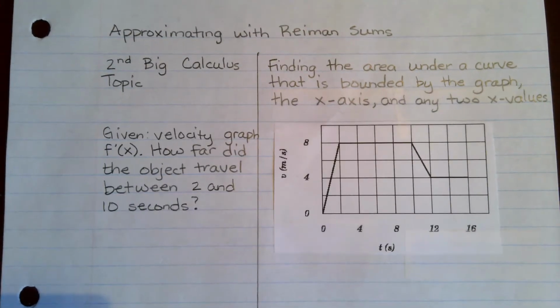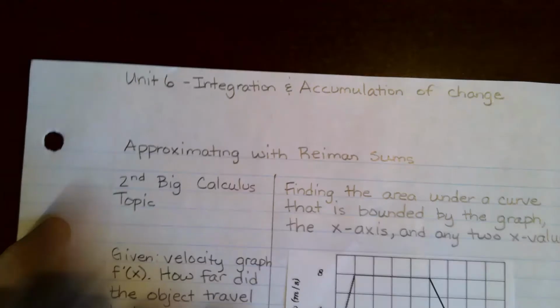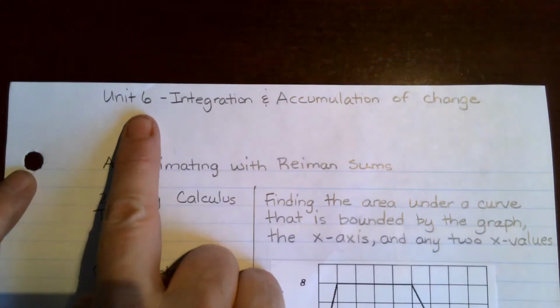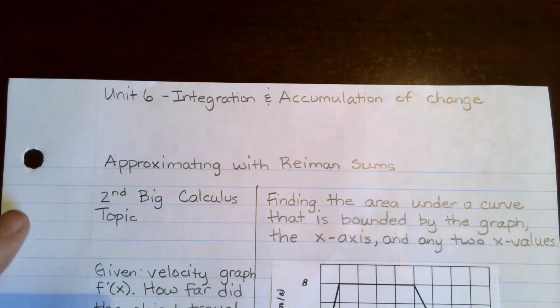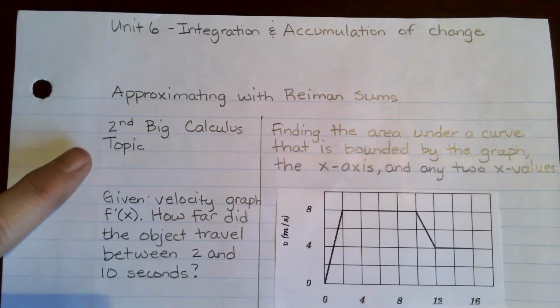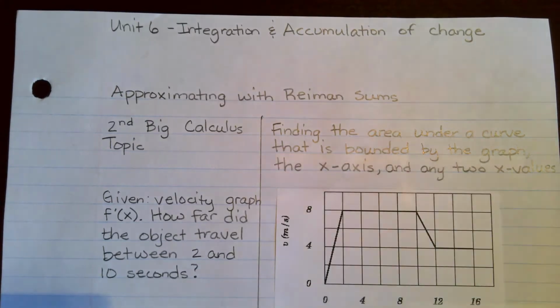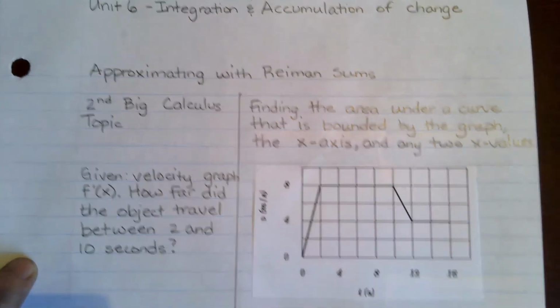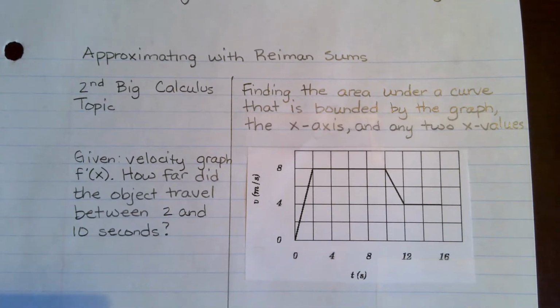Okay, so this is Unit 6, Integration and Accumulation of Change. And what we're going to do is look at the second big topic in calculus. The first big one is finding the equation of a tangent line, and we'll be reviewing that as well. The second topic has limits in it, so it's a good thing if you've reviewed the limits already. Basically, the second big topic here is finding the area under a curve.